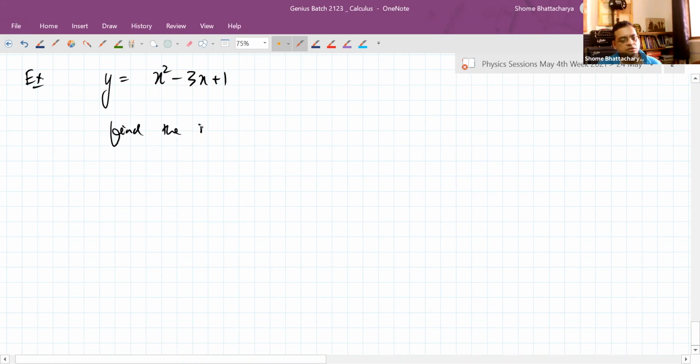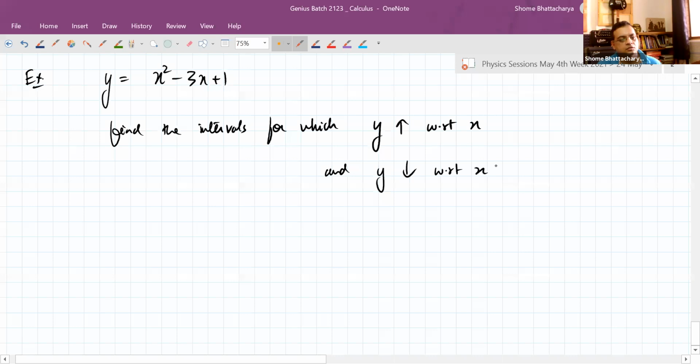Find the intervals for which y increases with respect to x and y decreases with respect to x. Now let's do another example. This one is a little more interesting: y equals sine square x minus sine x. Okay. And let's take a limited domain, x is from 0 to pi.